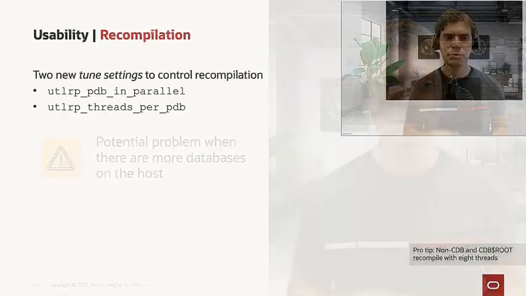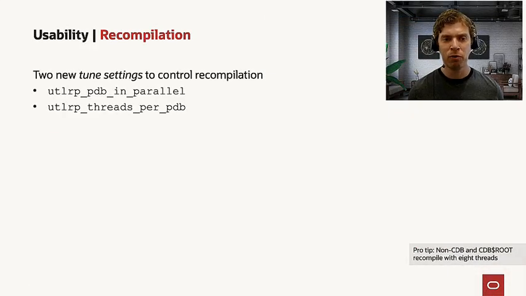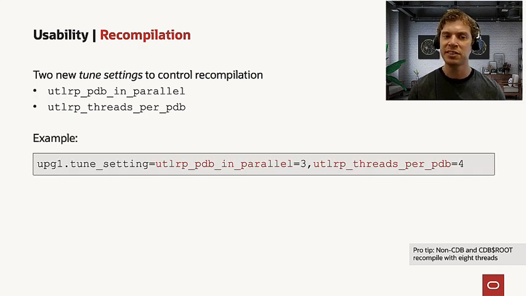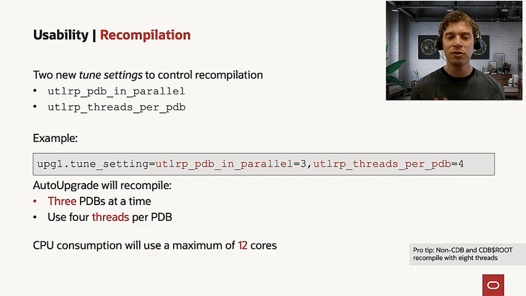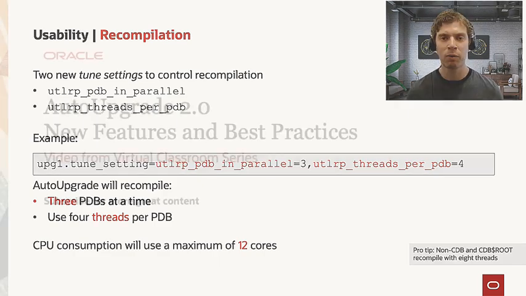Those parameters are UTL-RP PDB in parallel and UTL-RP threads per PDB. So as I said, by default, the first one here is the CPU count divided by 3, and the second one by default is 3. If you want to change, you can using this turn setting parameter in the auto-operate config file. So here, for example, if we say that we want no more than 3 PDBs in parallel, each PDB with up to 4 threads, this means that we are gonna use no more than 12 cores during the recompilation phase.